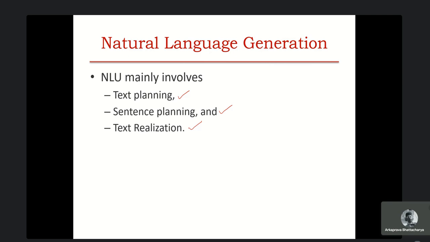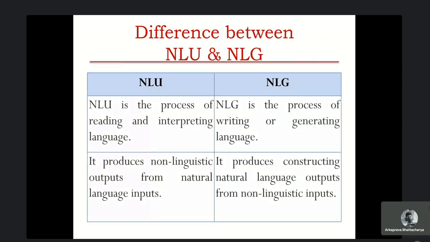So NLU is naturally harder than natural language generation task. This is a difference which I have already spoken about. NLU is the process of reading and interpreting language. When it comes to NLG, it is a process of writing or generating language. NLU produces non-linguistic outputs from natural language inputs. When it comes to NLG, it produces natural language outputs from non-linguistic inputs. But still, both are very much important. But NLU is usually harder than NLG.